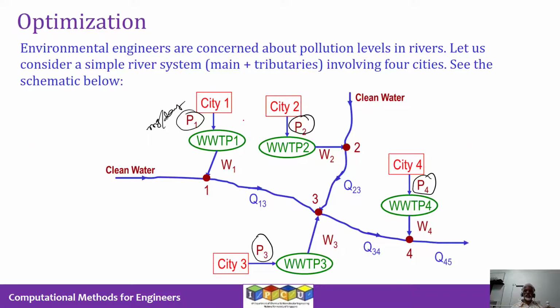of milligrams per day. So some of the pollutant that city 1 produces is treated in the wastewater treatment plant, and what escapes from wastewater treatment plant 1 is W1, which gets discharged into the water body. Similarly for city 2, city 3 and city 4. So these are the wastes that are discharged into the water body from the wastewater treatment plant of each city. And the units for W1, W2, W3, W4 are all milligrams per day.